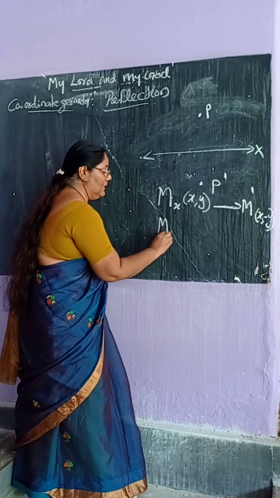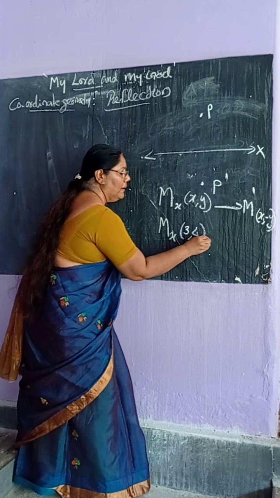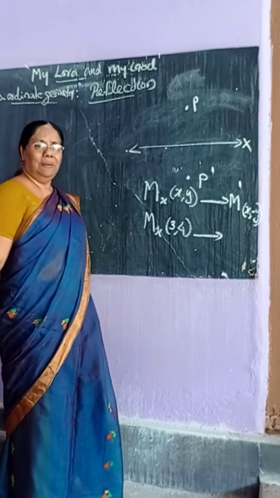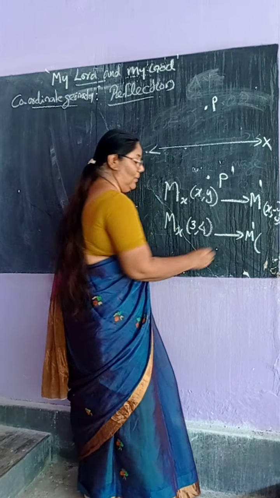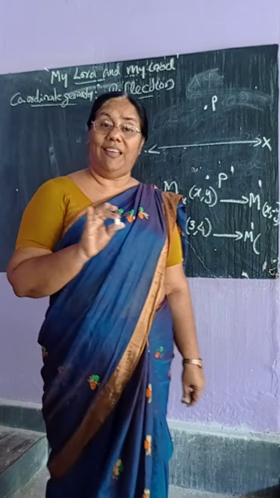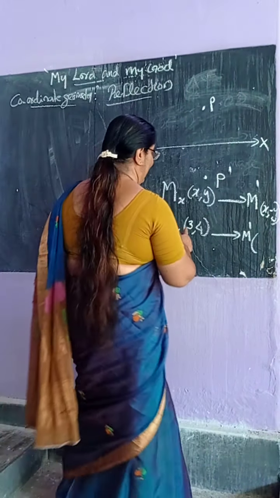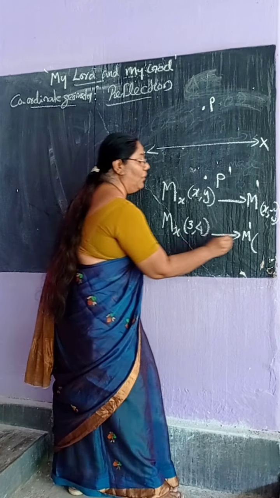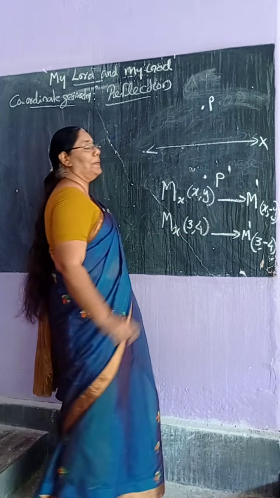When you reflect Mx (3, 4), put an arrow. Then M dash is equal to. When we reflect a point in the x-axis, the y coordinate changes its sign. Here the y coordinate is 4. Therefore, the answer is (3, -4).